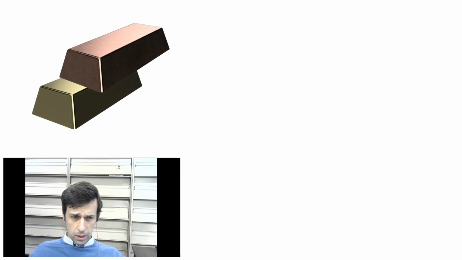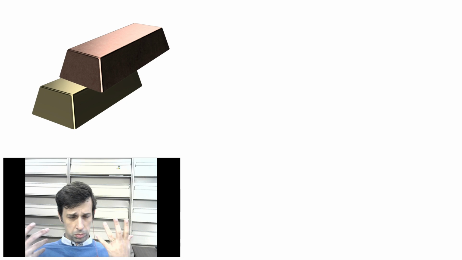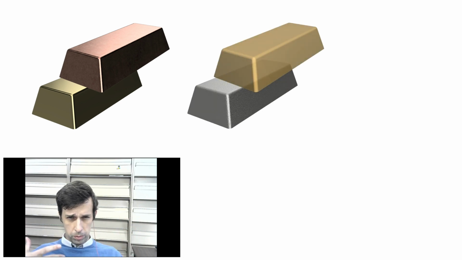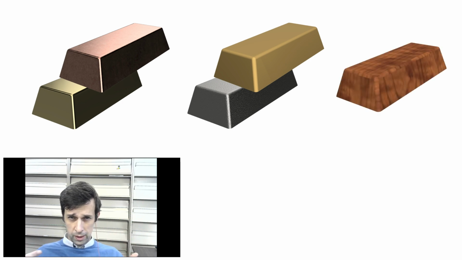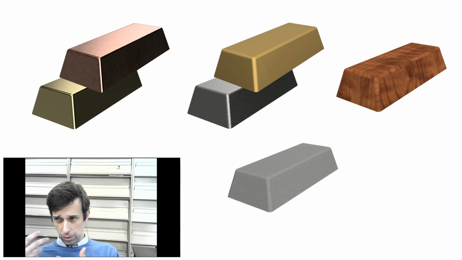We have things like gold or even copper. We can make pure gold, pure copper. Then we have alloys like bronzes or steels, etc. And these can have more than one phase. And then we have materials that are even more complicated.